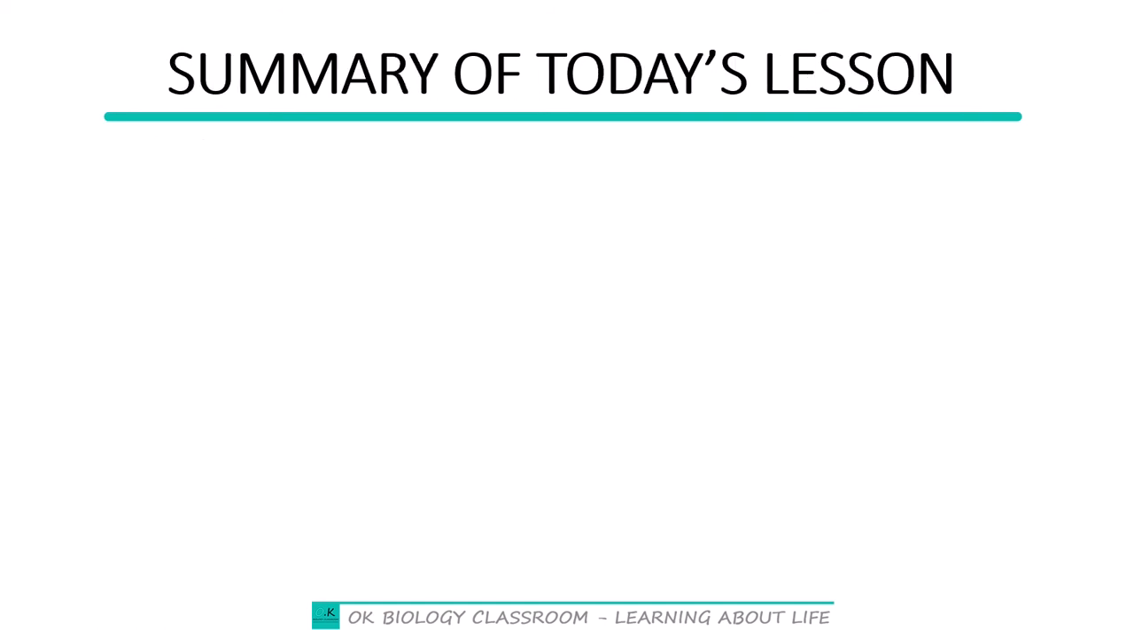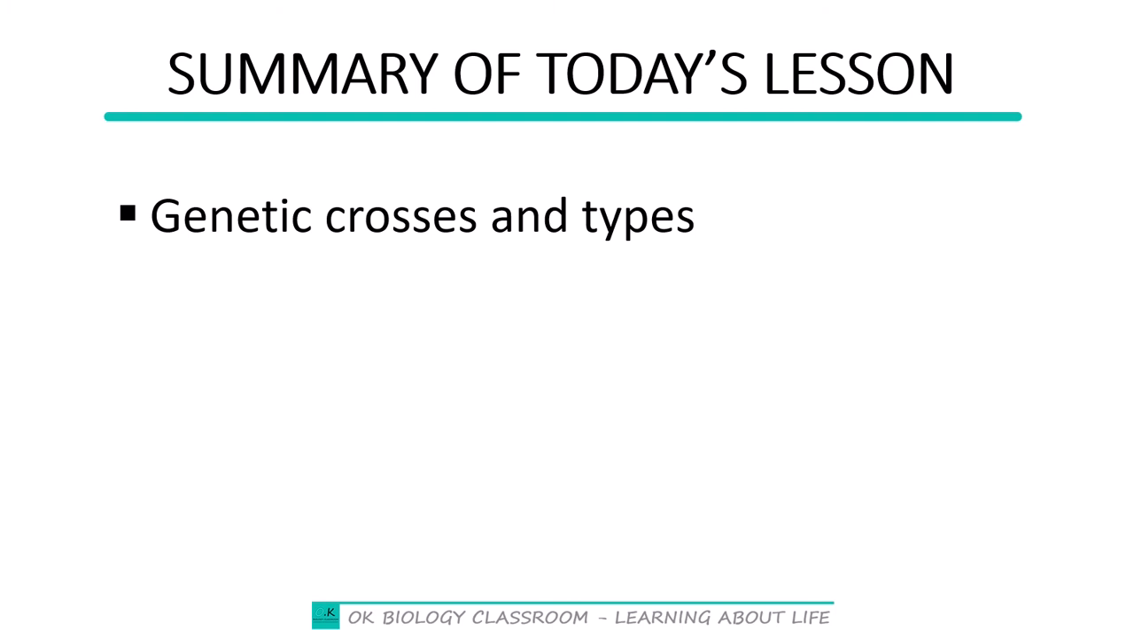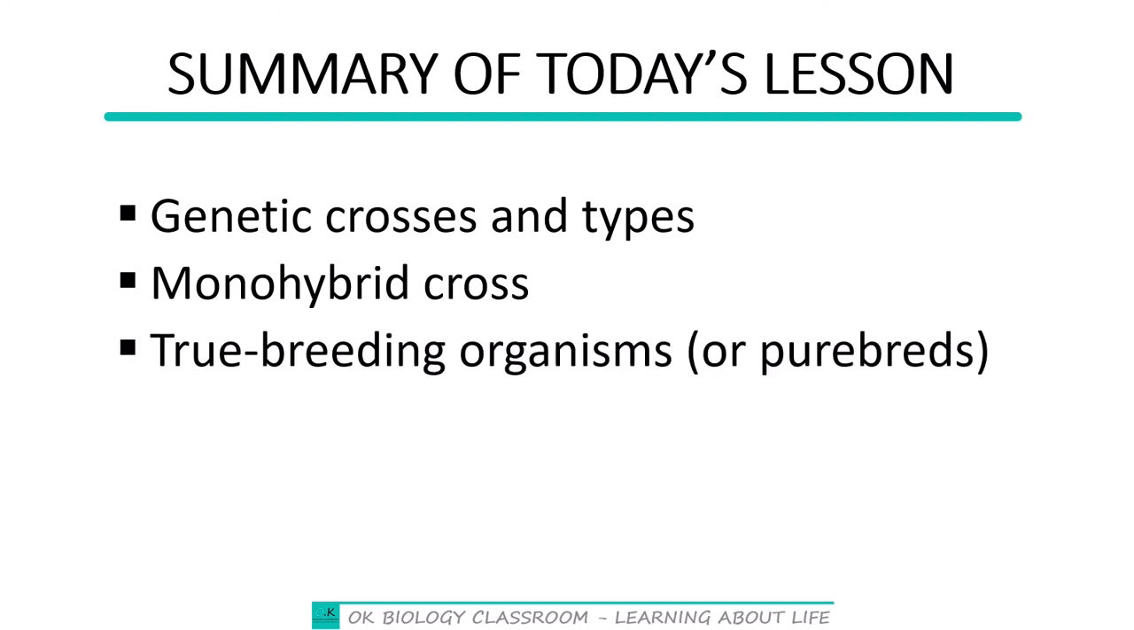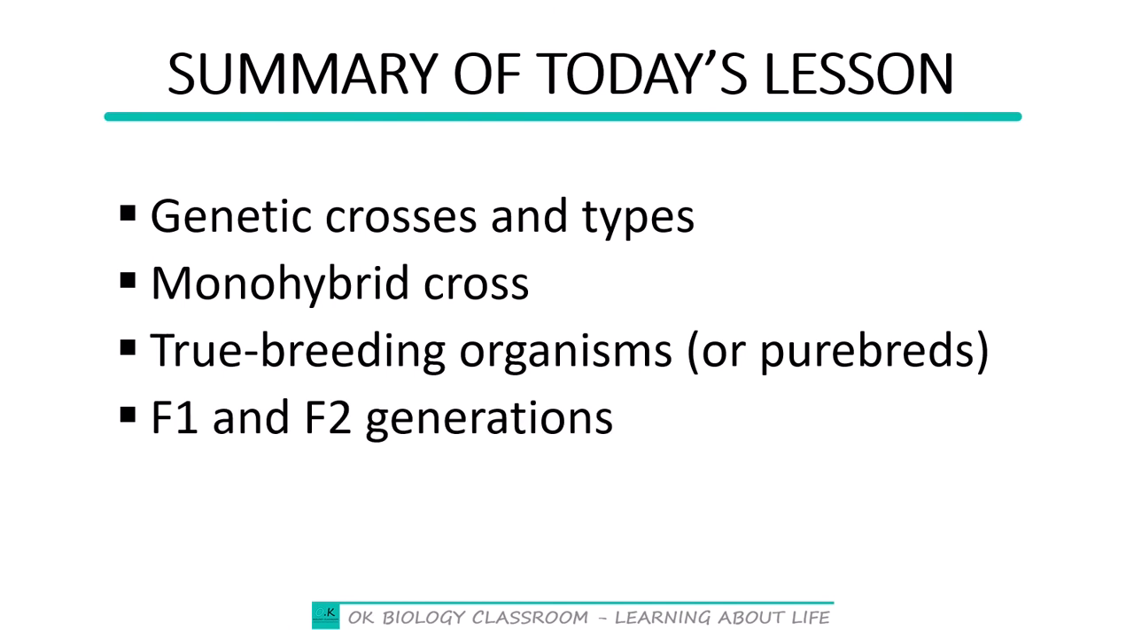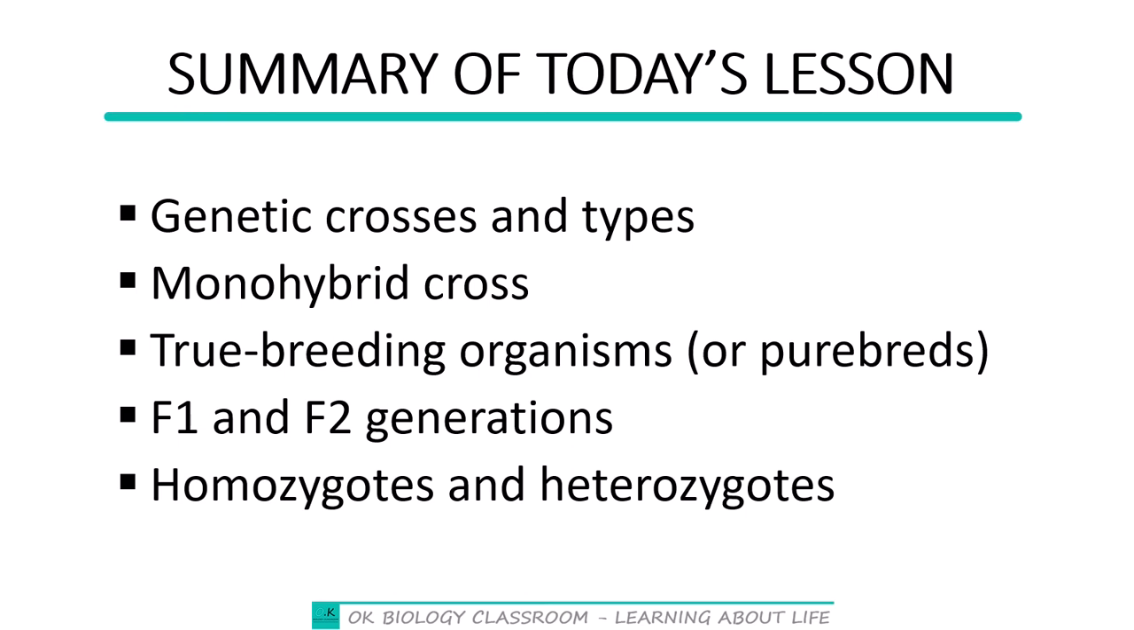So let us take a summary of what you have looked at. So far, I've talked about genetic crosses and their types. I mentioned monohybrid cross, dihybrid cross, back cross, test cross, and some of them I'll be explaining later. But I spent time talking about the monohybrid cross, especially. And I've also explained what true breeding organisms, or purebreds, means. And I've talked about F1 and F2 generations. I've also talked about homozygotes and heterozygotes, where I said the homozygotes have the same kind of alleles for the traits we are considering, whereas heterozygotes have a combination of different alleles, but for the same gene we are talking about.